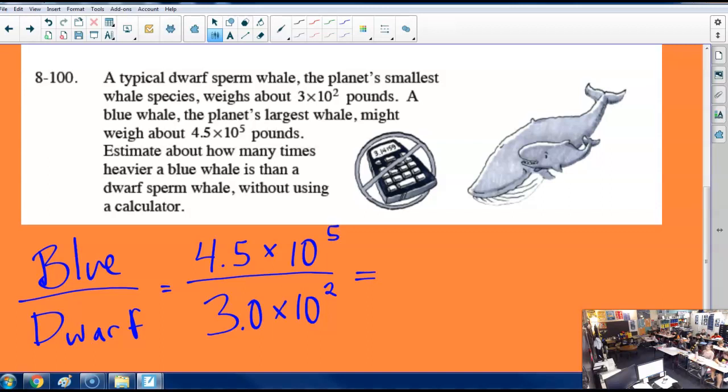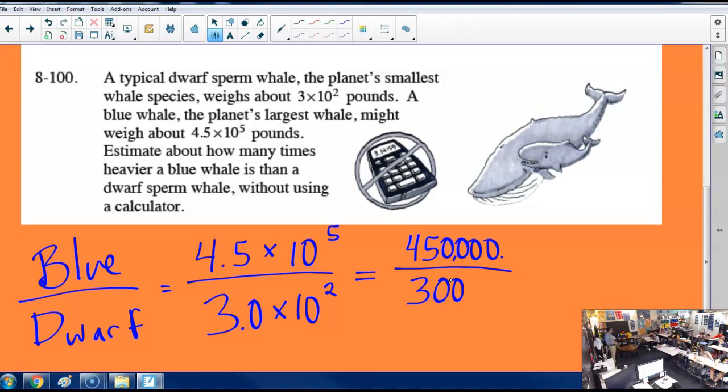If we can't figure this out on our own, we could take them back to standard form and compare those numbers with each other. Because we know that if we write 4.5 times 10 to the fifth in standard form, we'll just move that decimal over, and that's 1 spot, 2, 3, 4, and 5 spots. So really, we have 450,000.